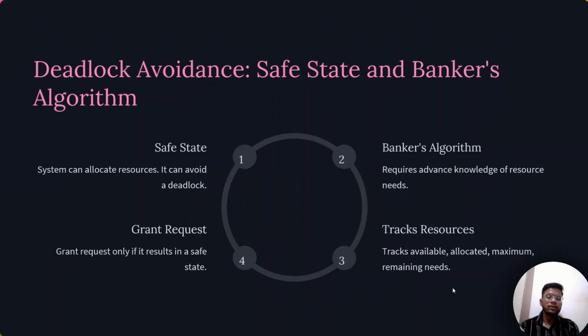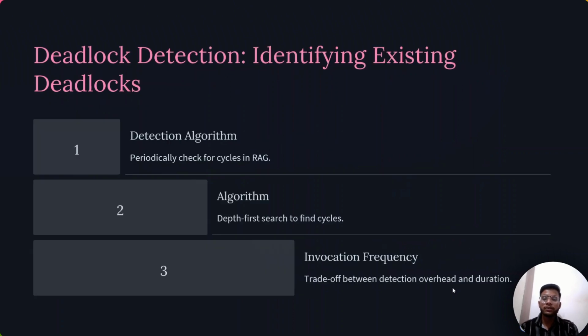Third, we have track resources. In track resources, we track the available, allocated, maximum, and remaining needs of resources between the processes in the system. Next, we have grant request. In grant request, only if it results in a safe state can we give the resources to the process. Otherwise, we do not provide the resources to a process.